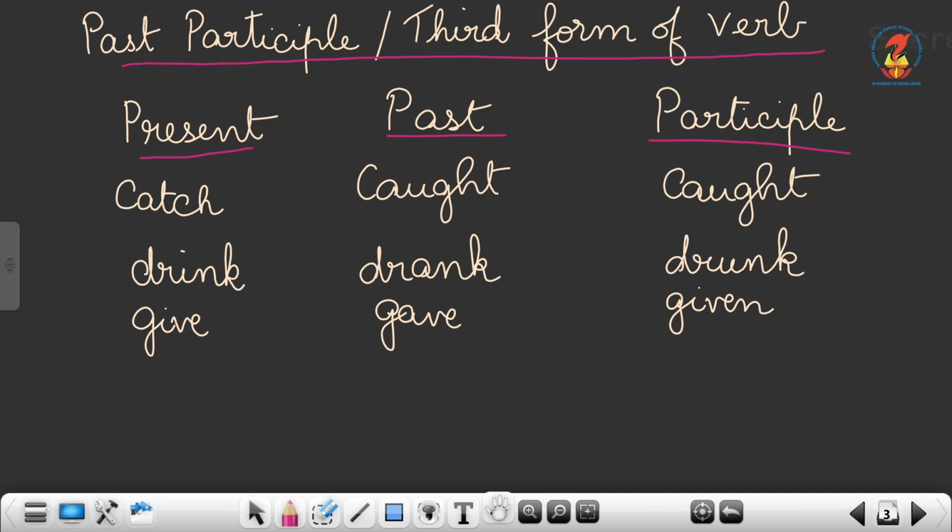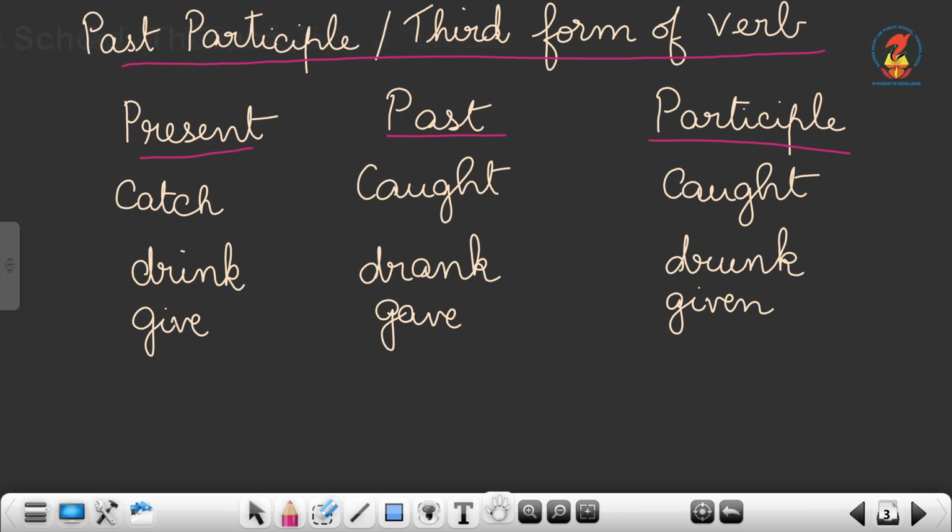Now, the second one, drink. Drink is the present form, which is the base form, first form of the verb. The past form of drink is drank, and past participle is drunk. Give is the present form of the verb, which is the original form of the verb. Past form of give is gave, and past participle of give is given.